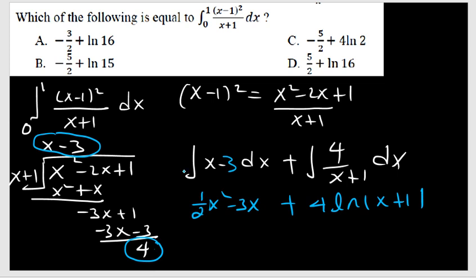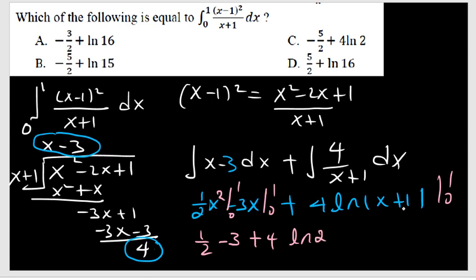But it has evaluation from what to what? From 0 to 1. We'll evaluate each of them from 0 to 1. This is x squared, 0 to 1, this one also 0 to 1, and this one also 0 to 1. When you evaluate the first part from 0 to 1, it will be just half, minus the second, just 3, plus 4 times ln. When you insert 1, 1 plus 1 will be ln 2. Then when you insert 0, it will be ln 1, which is 0, so you can ignore.